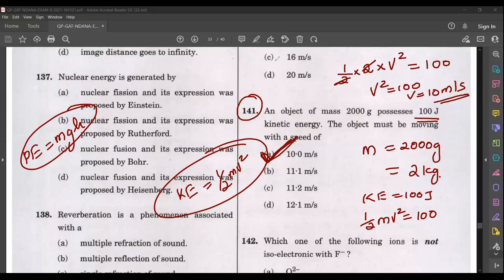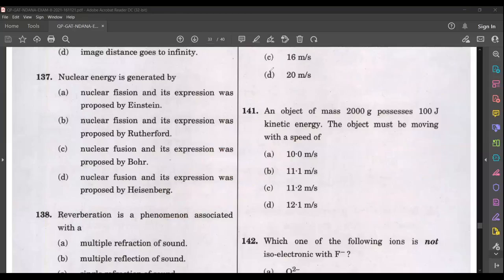So moving to the next question. One thing I need to say is, whenever you are getting a question, you have to check whether it is in SI units. Here it is 2000 grams. If you take 2000 grams and solve, that will be wrong, because every time you have to convert that into SI units. That's why 2000 grams is converted to 2 kilograms for doing the problem. We'll go to the next question.